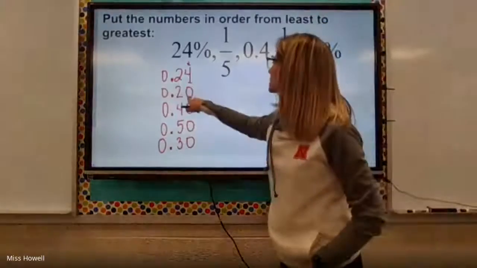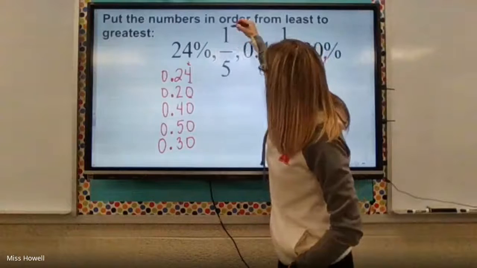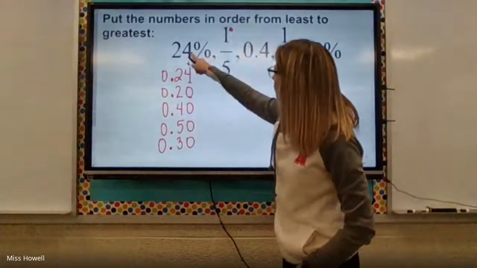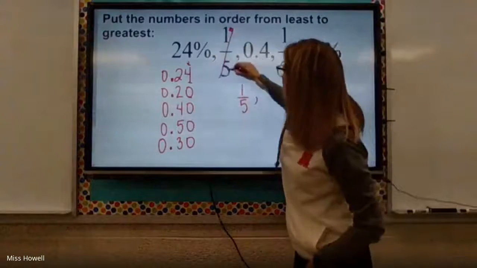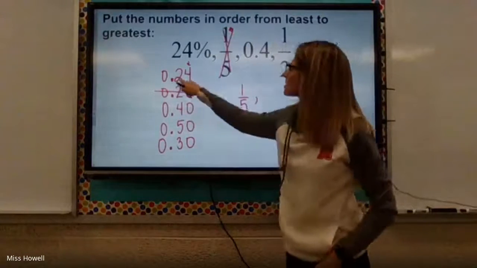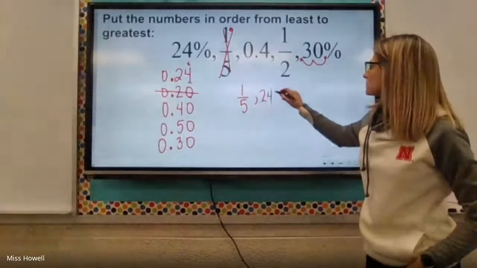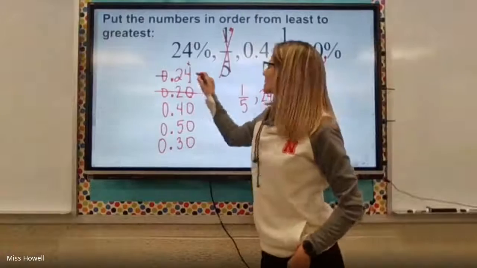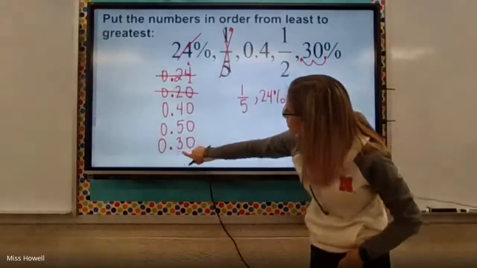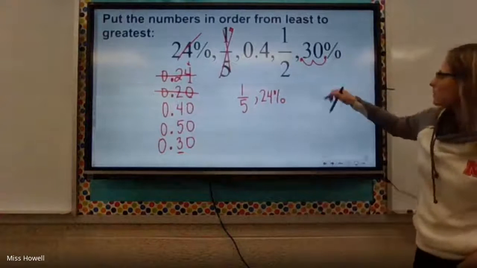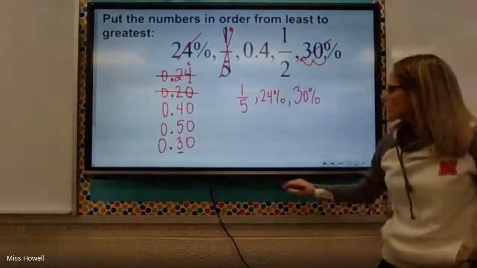All right, so 0.20 is our smallest. So 0.20 was this guy, 1/5, right? These are in the order 1, 2. All right, so 1/5 would be our first one. All right, I'm going to eliminate that guy. That guy's gone. All right, 0.24, which was our first number of 24%, is next. That guy's gone. All right, now we're comparing 4, 5, and 3. 3 is our next smallest, which went with our last number of 30%. That guy's out.